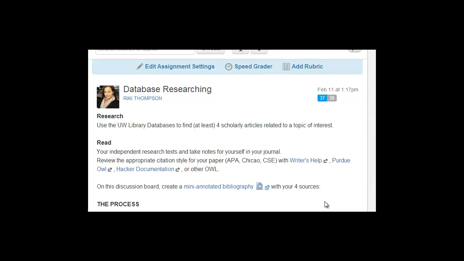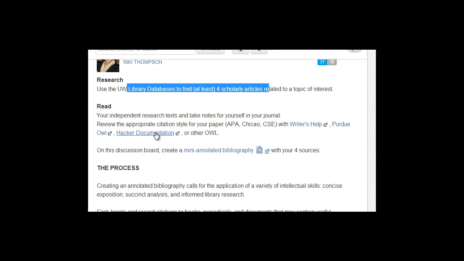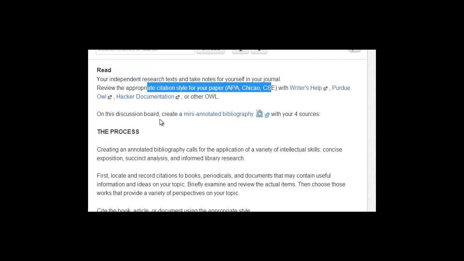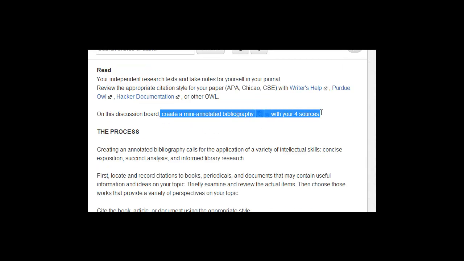Okay? So I've done this before, but I haven't done it with the discussion board in Canvas updated the way it is. As you can see right now, I've got the instructions here, right? The goal was to use the library database to find 4 scholarly sources, use the appropriate citation style, and create a mini annotated bibliography with your 4 sources.